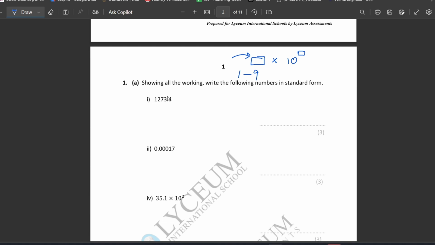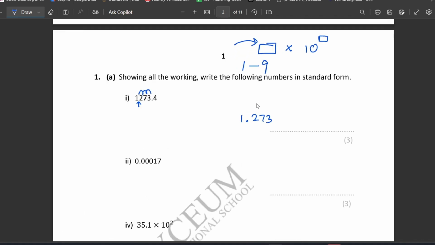To get that, what we simply do is we take the decimal point in here. So I can write the first part 1.273. So now it's in between 1 and 9, you can see, and we took the decimal point 3 places to the left hand side. So that means we have 10 to the power 3 here.